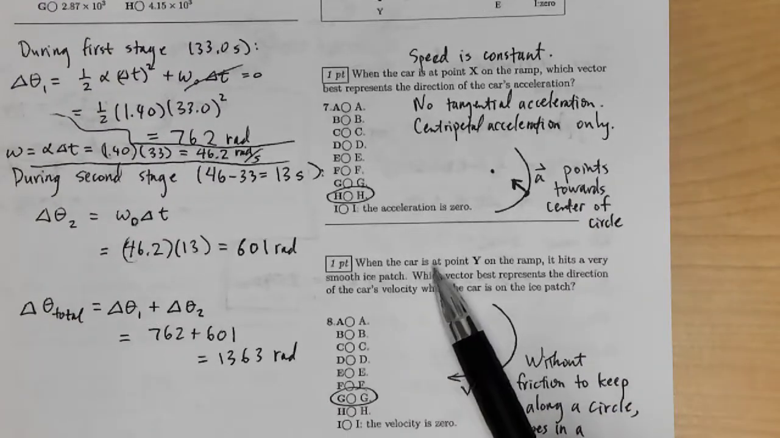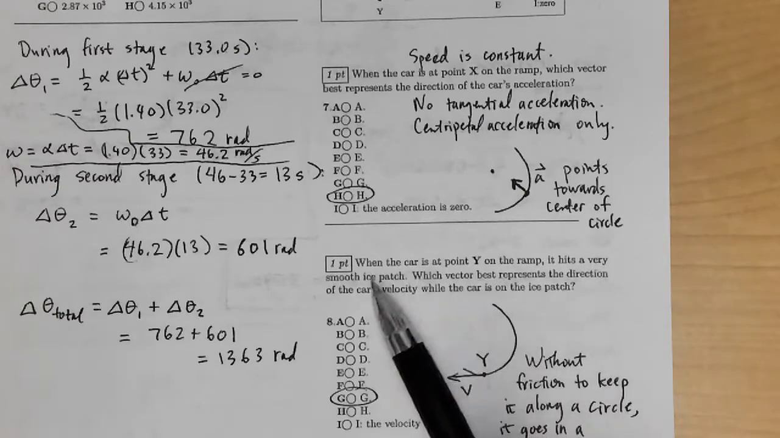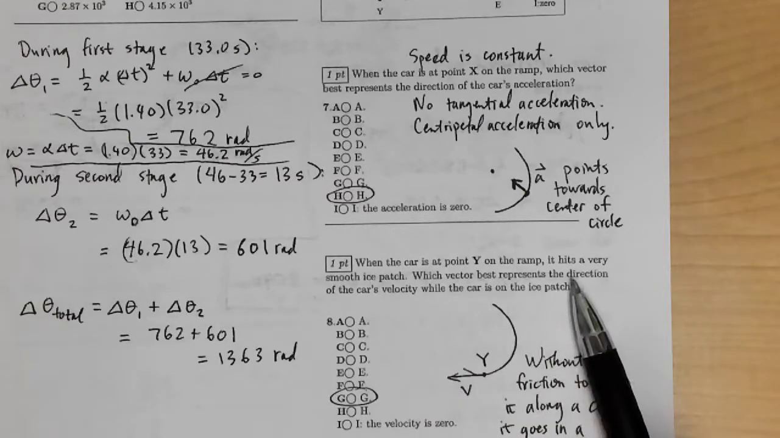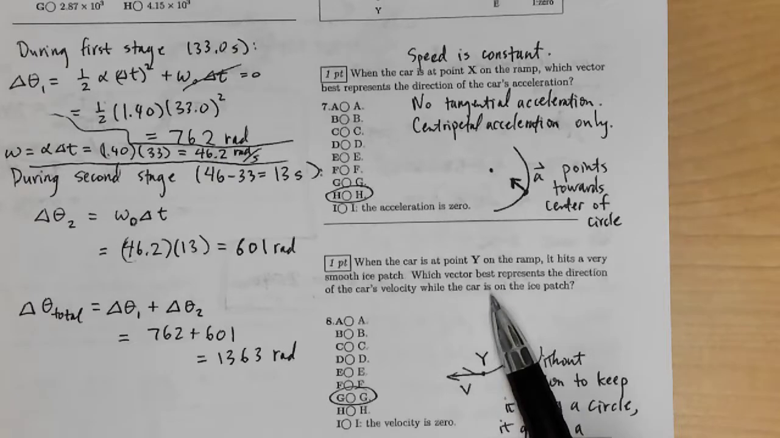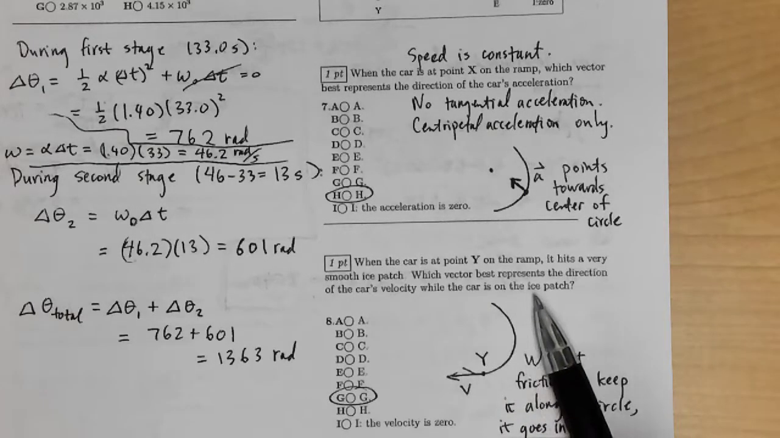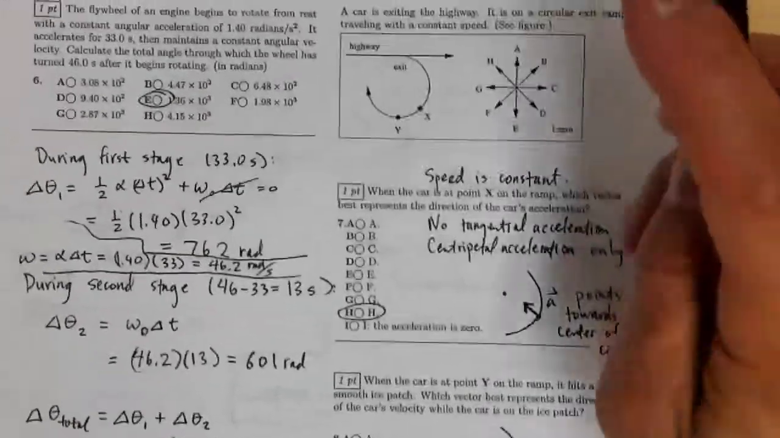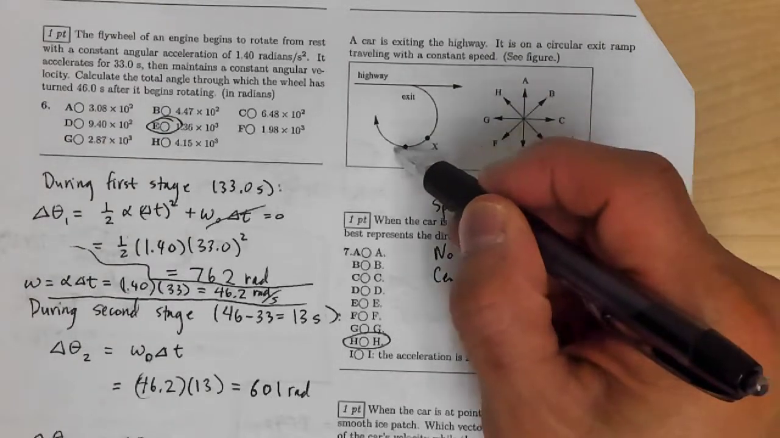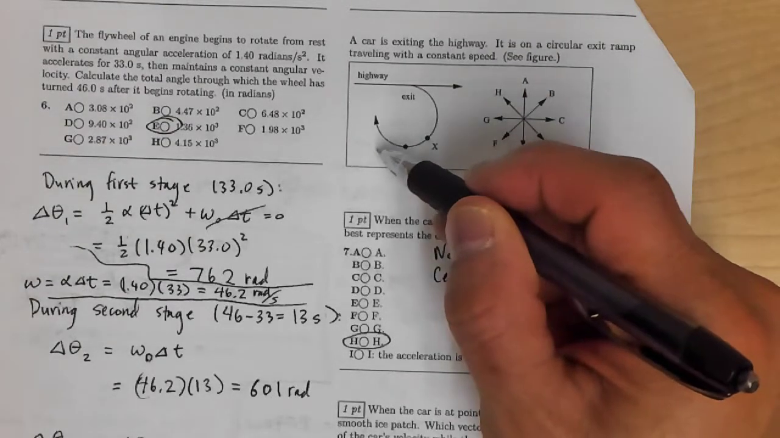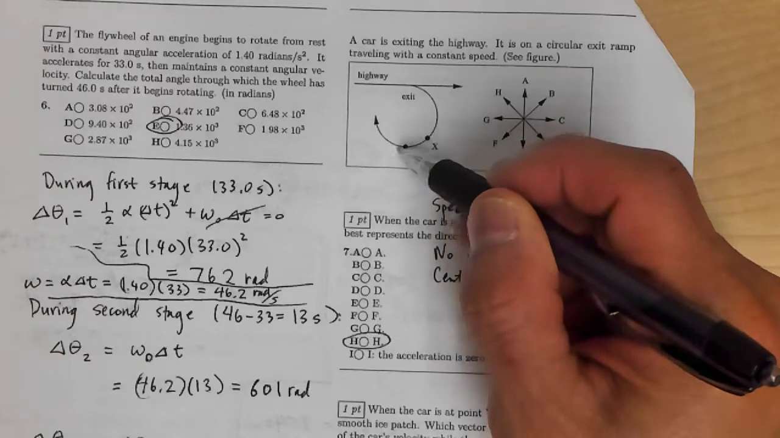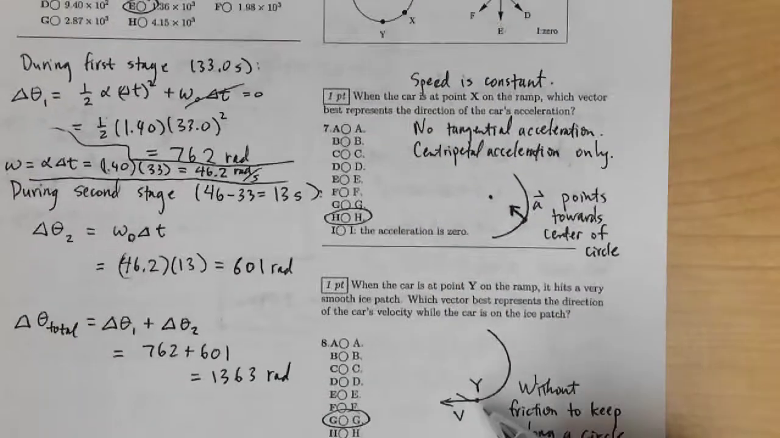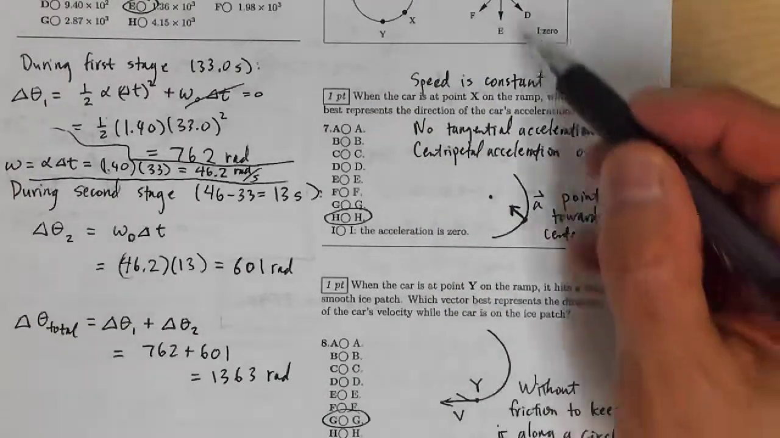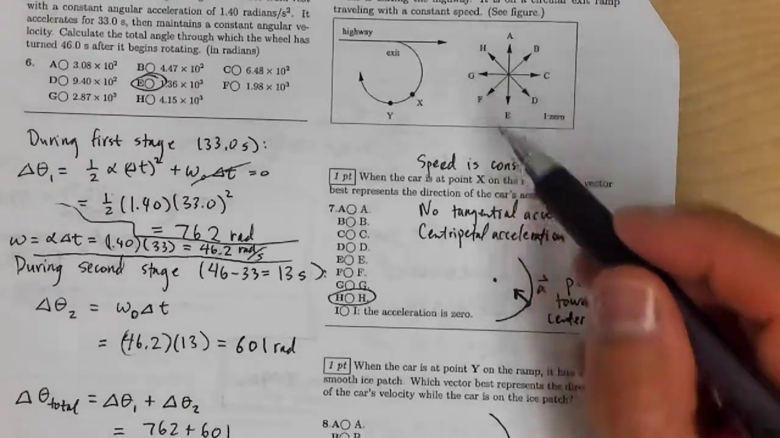Now, when the car is at point Y on the ramp, it hits a smooth ice patch. Which vector represents the direction of the car's velocity while the car is on the ice patch? Okay, so at this point, the velocity is going tangent to this circle. If it becomes icy here, it just keeps going in a straight line. So V just goes straight like this, which is in the G direction.